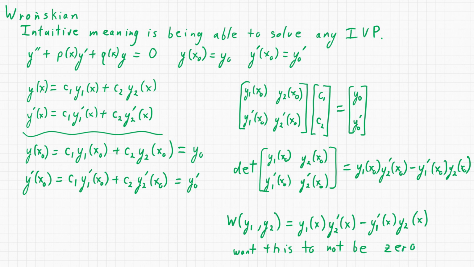Because otherwise I might have a problem solving. It's going to turn out that being 0 sometimes is actually okay. You can still solve for the initial conditions, and that's going to be the theorem in the next slide.